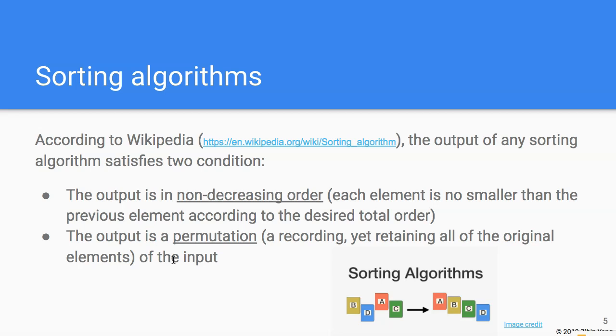And then the second condition is that the output must be a permutation of the input, meaning we must not add more to the input, we must not remove from the input in the output. The output must have the same elements as the input.